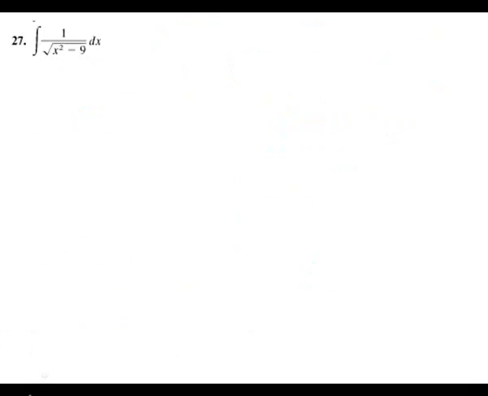Alright, 27. We have 2 more. You guys are quick. Okay, so I've got a variable minus a number. So which row is that? The last one, the secant row? So what's your A going to be? 3, and what's your U going to be? X. Let's set up our triangle.